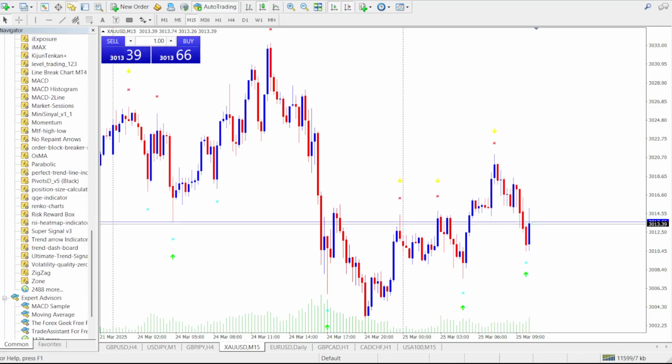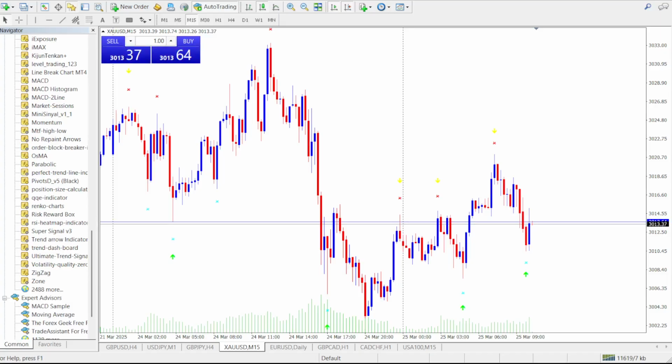The indicator also places crosses on the chart. You can see these crosses, the blue crosses and the red crosses. That signals when a trend shift is about to occur. This indicator is especially useful for beginners as it removes the complexity of trend analysis.